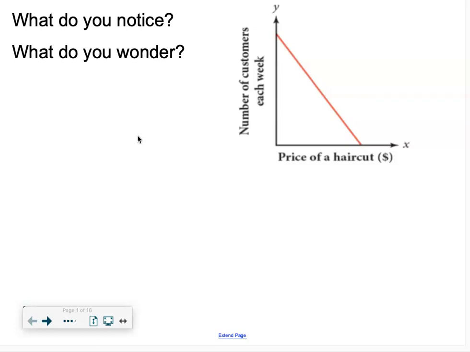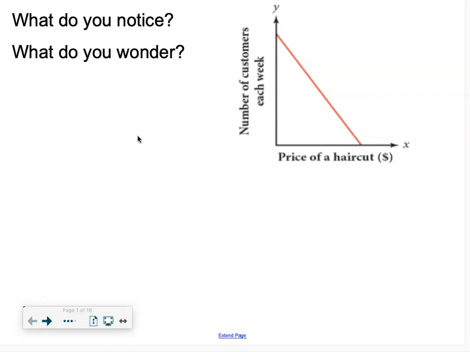So, obviously a high price. $50? $10? Anyone wonder what their maximum profit is, right? What price gives them the highest profit?